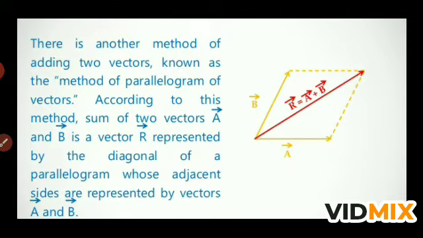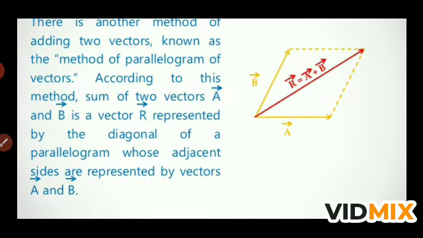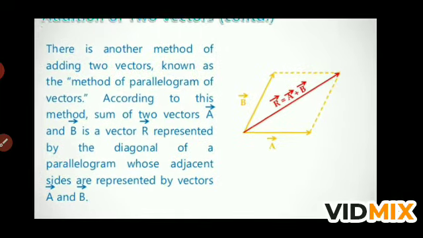If you see here, the tail of vector b and the tail of vector a are at the same point. So this is another method of adding two vectors known as the method of parallelogram of vectors. According to this method, the sum of two vectors a and b is a vector r represented by the diagonal of the parallelogram whose adjacent sides are represented by vector a and b.